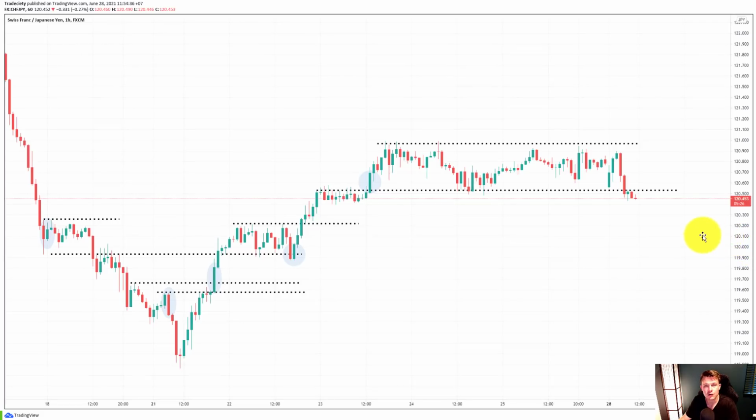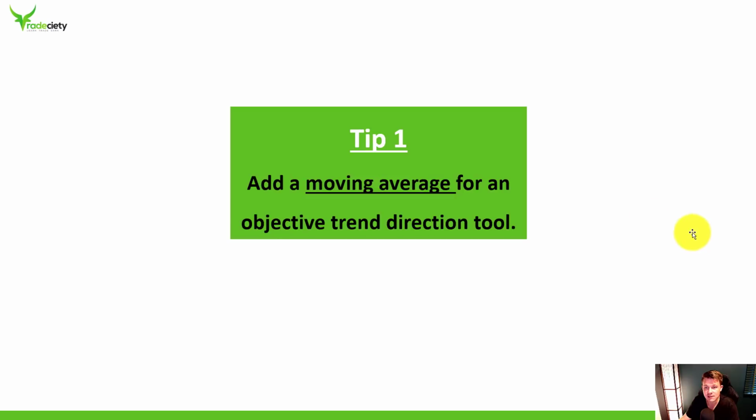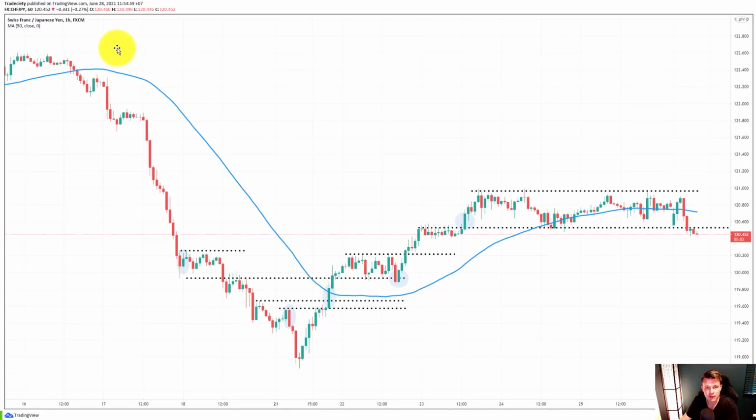So a few tips on how to improve your trend trading skills. First of all, I would recommend adding a moving average because it's an objective tool. So I use the 50 period moving average here. This is the same chart on the 1 hour, and we can nicely follow this trend. On the way down, this is where the downtrend ended. This is where I highlighted the breakout into new highs. Here on the way up, this is where the uptrend then ended and the market entered a sideways range.